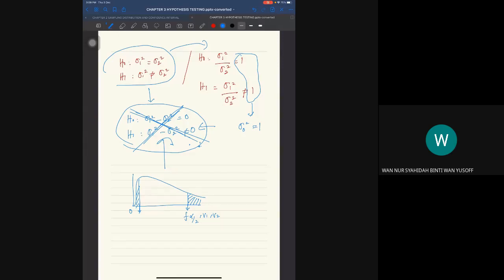So for the lower critical value here, we need F 1 minus alpha over 2, nu 1 and nu 2. As we know, this value is not in our statistical table, so we use the formula as we did for the confidence interval. It is 1 over F alpha over 2, then nu 2 and nu 1, because we need nu 1, nu 2 here. Any question on that?